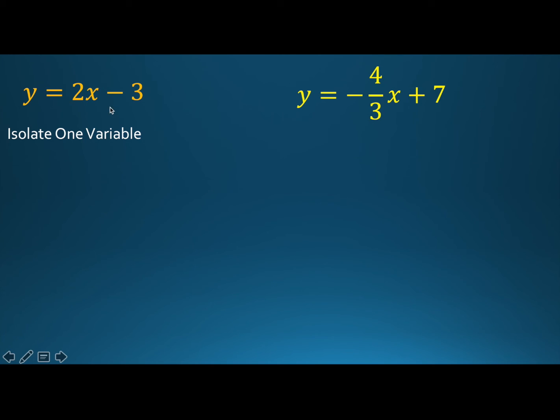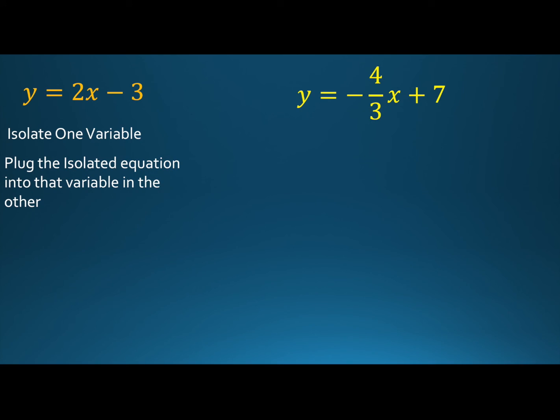If we wanted the x alone, we would have to do extra steps, like on this one, you'd add 3 to both sides and then divide both sides by 2, but since y is already alone, let's just leave it the way it is. The next step is to plug in the isolated equation into that variable in the other equation. Since both have a y isolated, it doesn't matter which one you use, so I'm going to plug in this first equation into the second one.